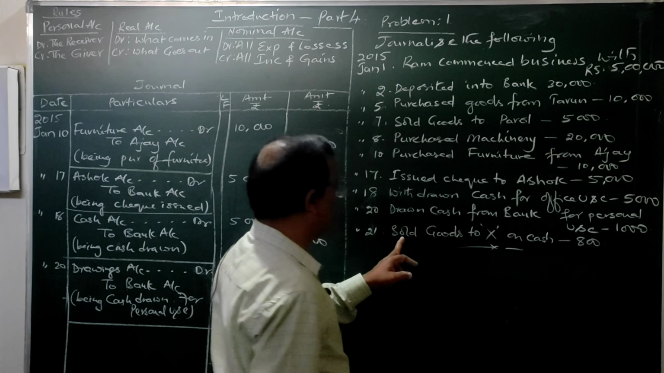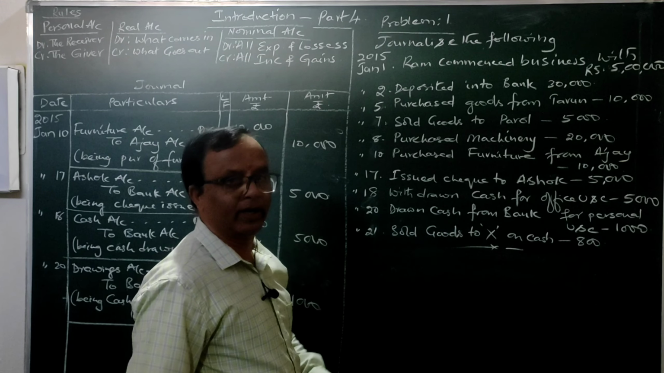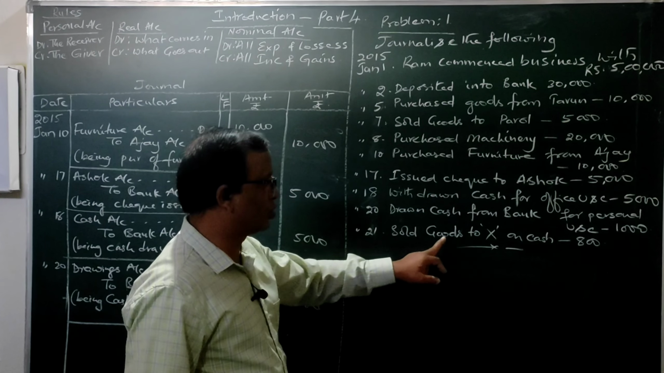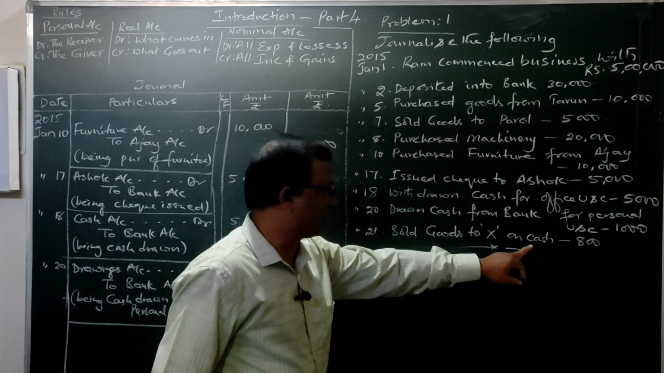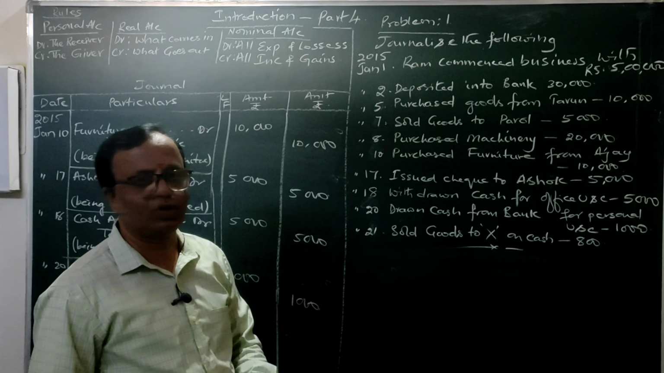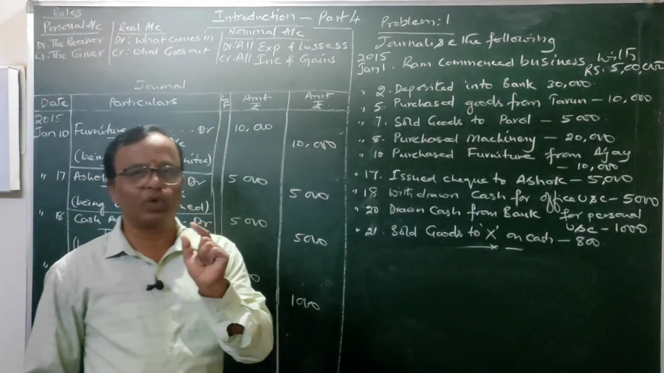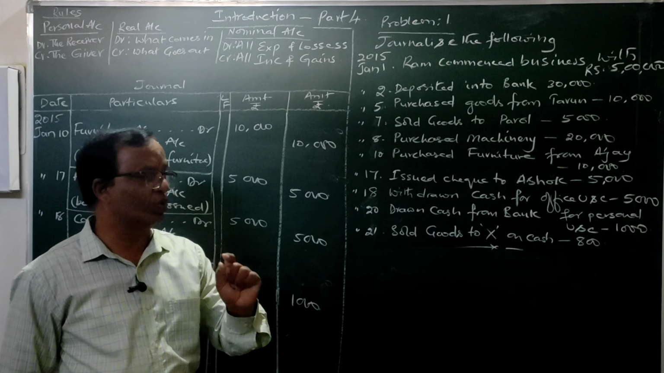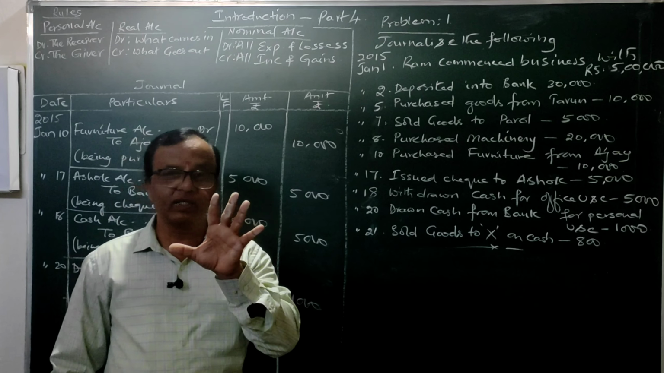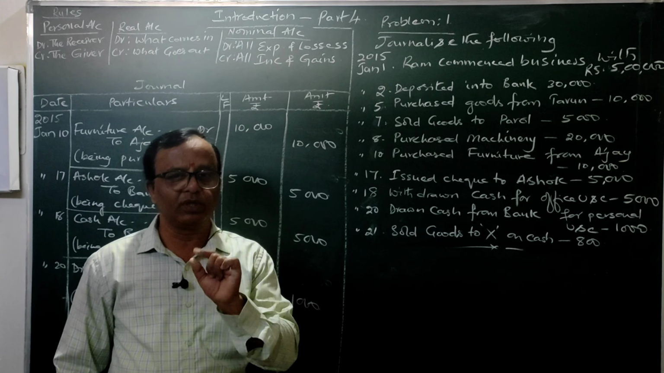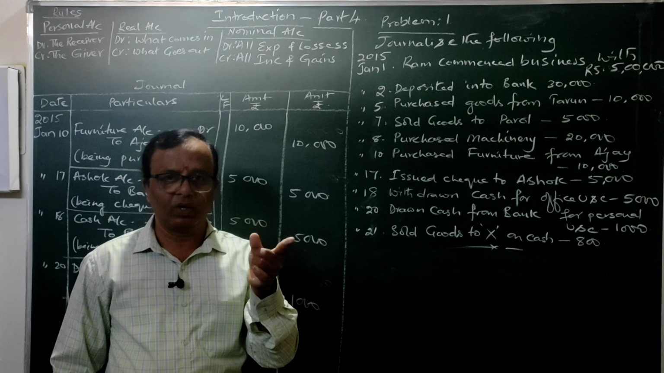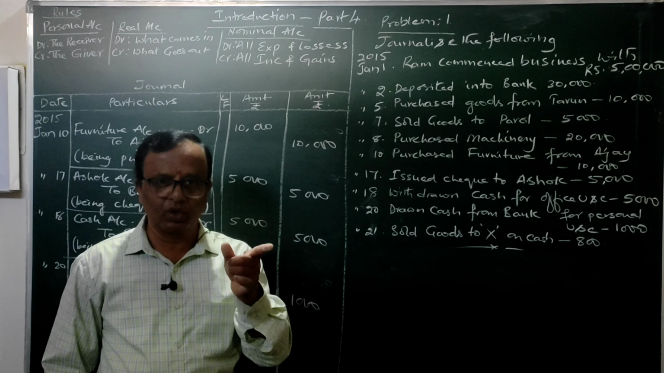Next transaction is sold goods to X on credit. Okay, sold goods to X on cash. Sorry, on cash, he said. That means you have sold goods to X on cash. Now check it from a business point of view. You should think, when you have sold goods to X on cash, what is literally happening? From your business, goods are going out. Okay, what you have done? You have sold the goods.